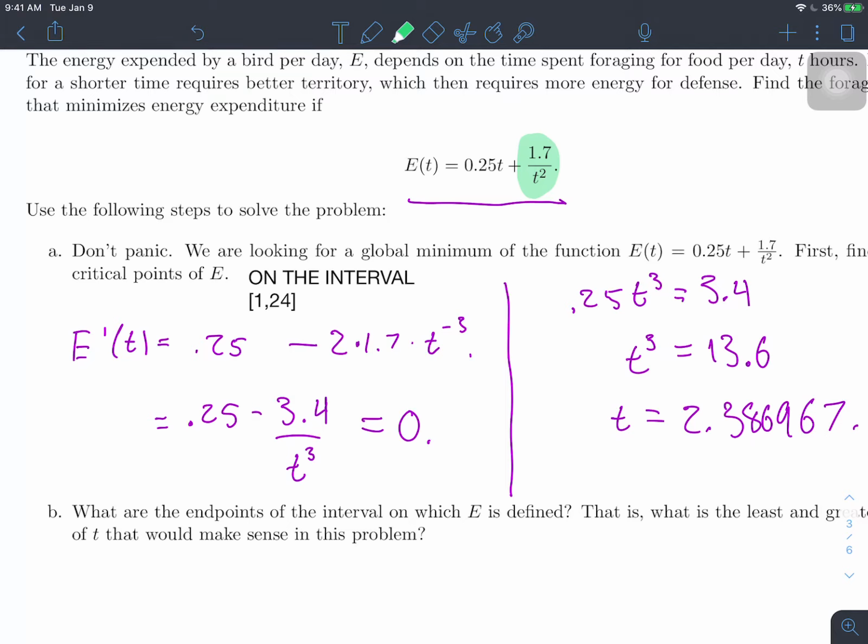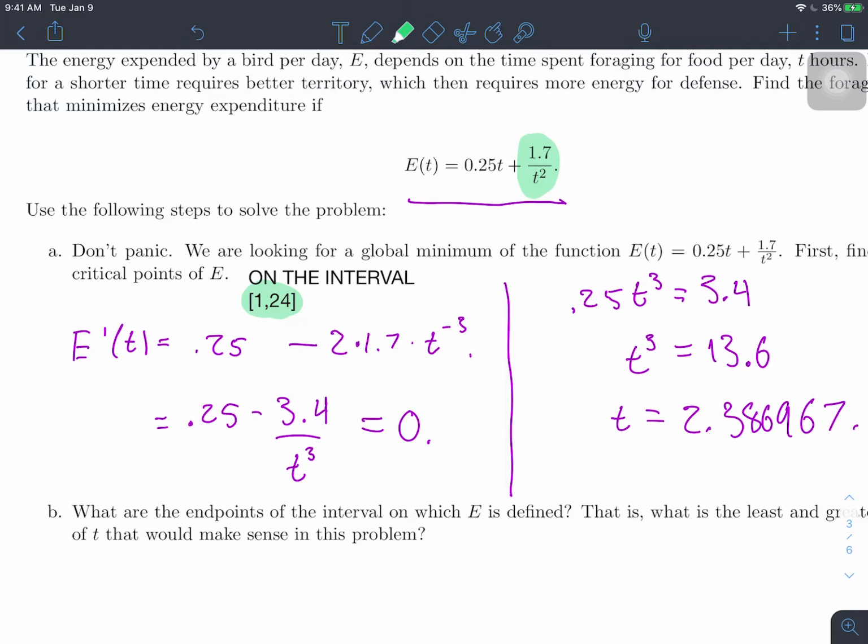Alice? t equals 0 is a problem. I can't do 3.4 divided by 0 cubed. So the derivative does not exist at t equals 0. However, we're asked to find the global minimum and maximum of this function on the interval 1, 24.